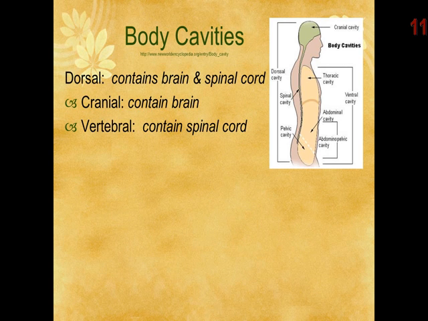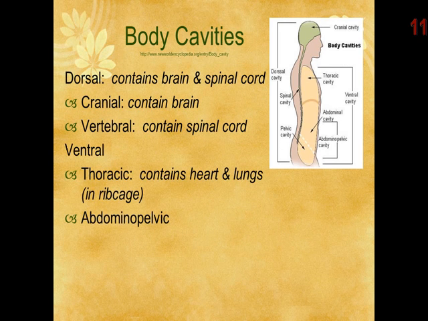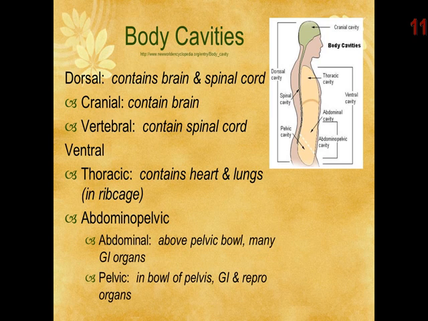We also have a ventral cavity, which is subdivided into additional regions. The thoracic portion contains the heart, lungs, and tubes, or all of the structures contained within the rib cage. The abdominal pelvic sits below the rib cage and is further subdivided into the abdominal and pelvic cavities. The abdominal cavity is below the ribs and above the pelvic bowl and contains many of the digestive organs. The pelvic cavity is in the area of the pelvic bowl and contains some of the digestive and reproductive organs.